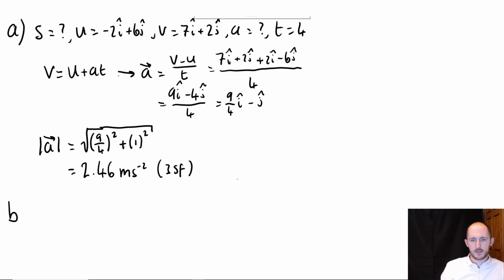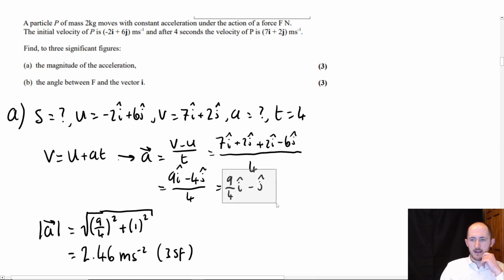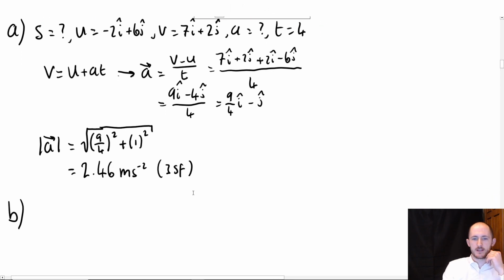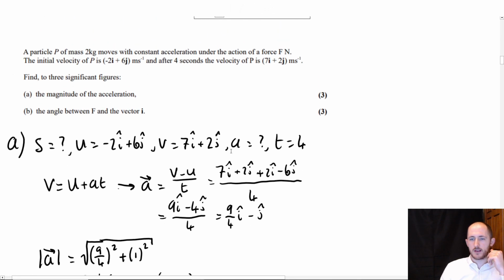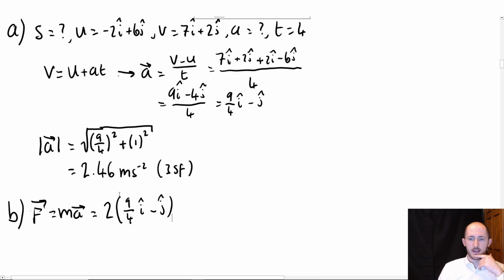Part B. It's asking us to work out the angle between the force and the vector i. So in this question, you can actually get away with just finding out the angle for this vector, and it will be the exact same for the force. But that might be a bit confusing, so I'm just going to write F equals ma. Let's work out what the force vector is. That equals the mass, which was 2 kilograms, times 9/4 i minus j. And again, you could have just taken the angle between this vector here, but that might have been a bit confusing to some of you.